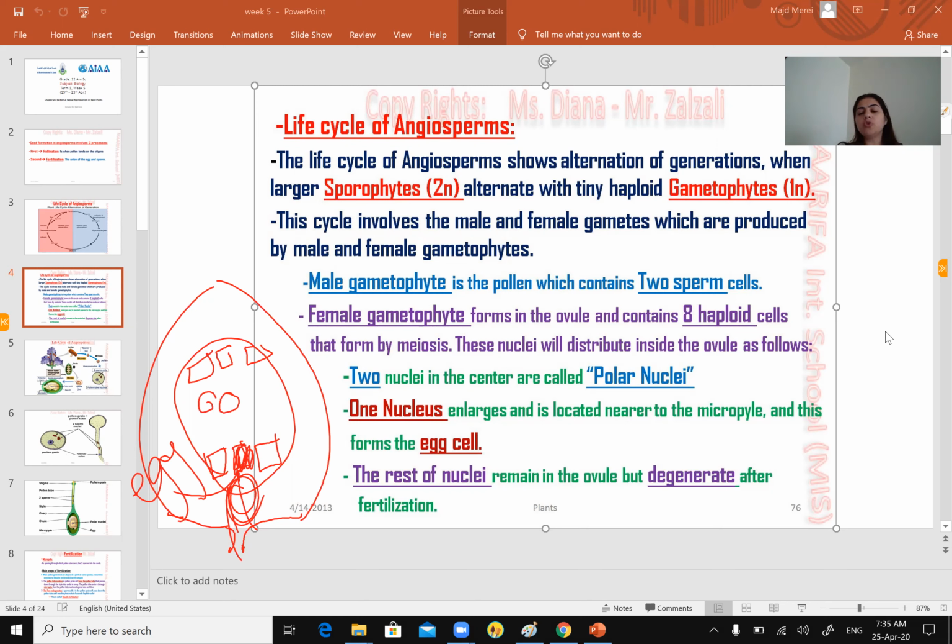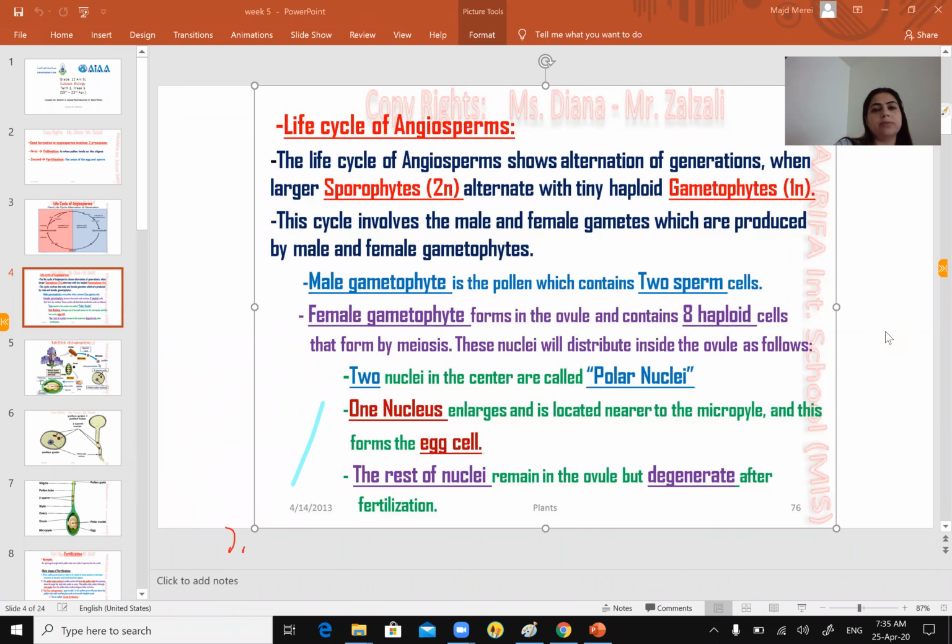And in the center, there are two nuclei, the polar nuclei. One nucleus here is enlarged, and it's located nearest to the micropyle, and it will form the egg cell. The rest will degenerate after fertilization. There are eight haploid cells. Two of them, the polar nuclei, will be fertilized with one sperm, the egg cell will be fertilized with the second sperm, while the other cells will degenerate.